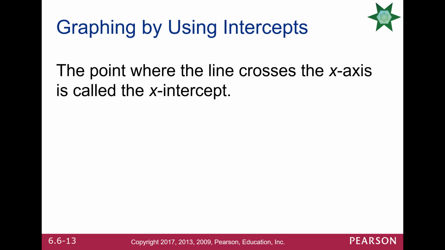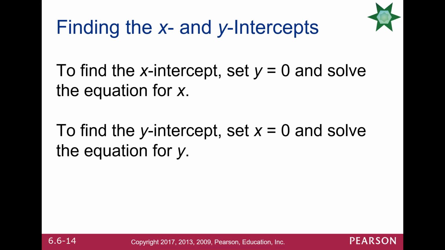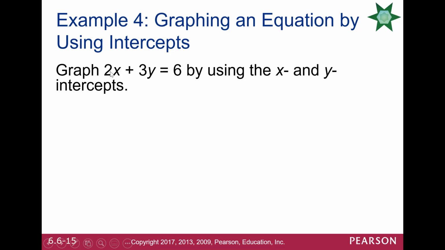A different way to graph is to use intercepts, where the lines cross the x or y axes. So for example, if you have an equation like 2x plus 3y equals 6, you let x be 0, solve for y. Let y be 0, solve for x. In other words, you're forcing it to be intercepts.